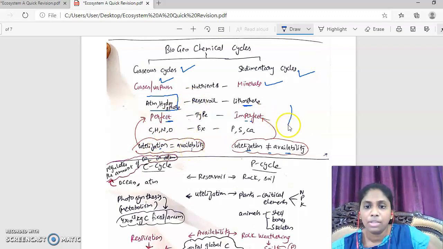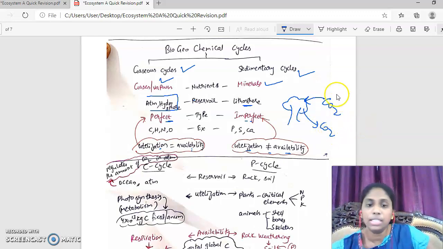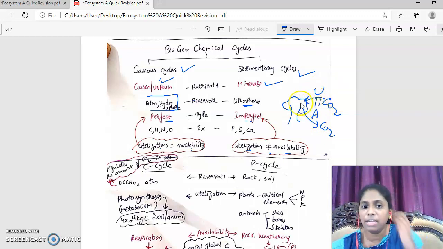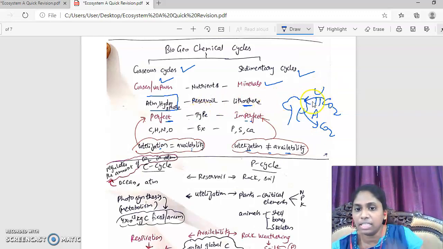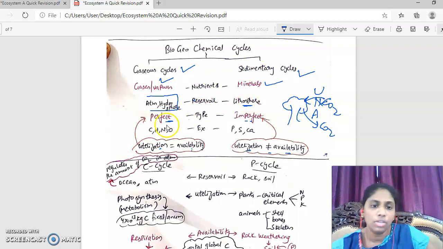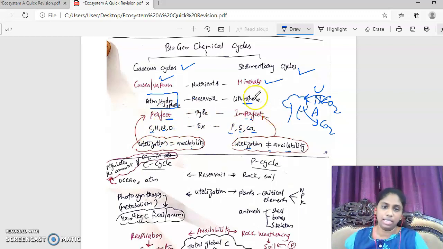availability. So this is a tree here. The tree takes up CO2, this is utilization. CO2 again comes out into the atmosphere, this is availability. When utilization matches availability, it is called a perfect cycle. When this doesn't happen, it is an imperfect cycle. So carbon, hydrogen, nitrogen, oxygen are perfect cycles, while phosphorus, sulfur and calcium are imperfect cycles.